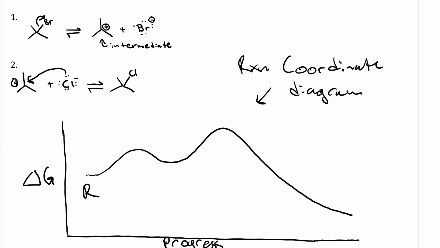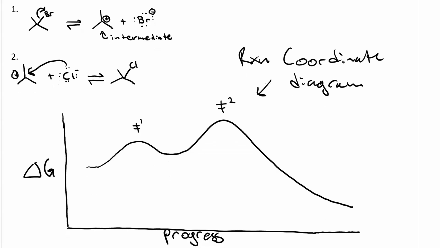Our reactant is the starting point along the horizontal axis. Our first transition state is at the top of the first hump. We'll call that double dagger 1. Our intermediate is in the trough. Our second transition state is at the top of the second hump. And then our products are at the end.